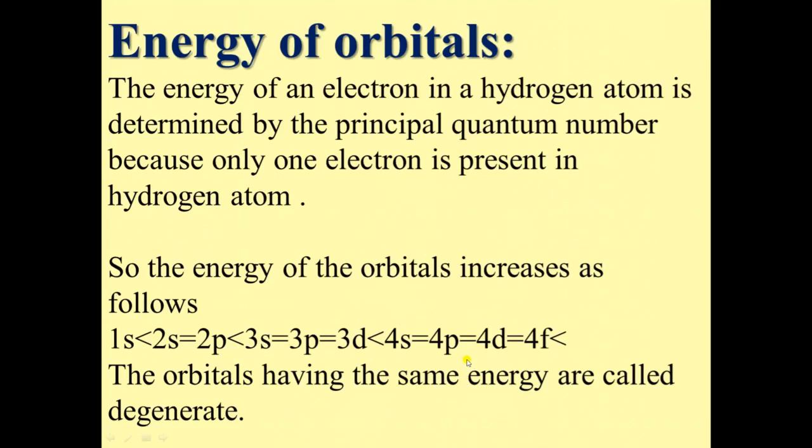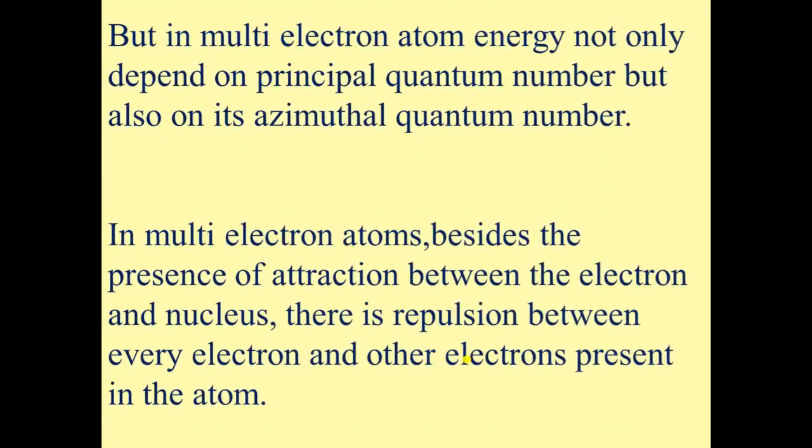But if we talk about multi-electron atoms, those atoms in which there are more than one electron, in those atoms the energy depends on principal quantum number as well as on azimuthal quantum number. That means value of small n and small l. So in multi-electron atoms, besides the attraction between the electron and nucleus, there is repulsion between every electron and other electron present in the atom.